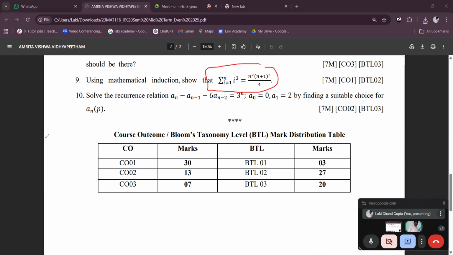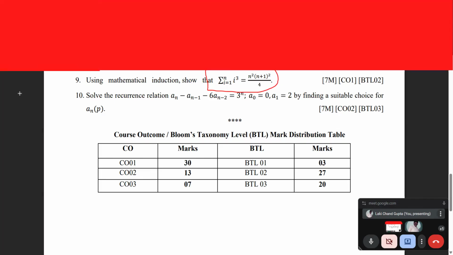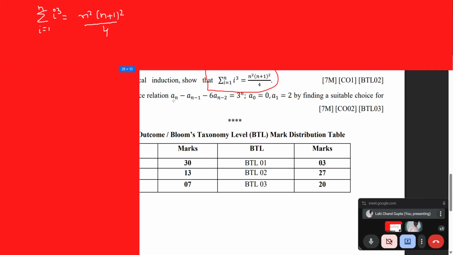See. So from each paper we will solve mathematical induction. Okay. So remember, whenever left hand side and right hand side are given in the form of n. Okay.